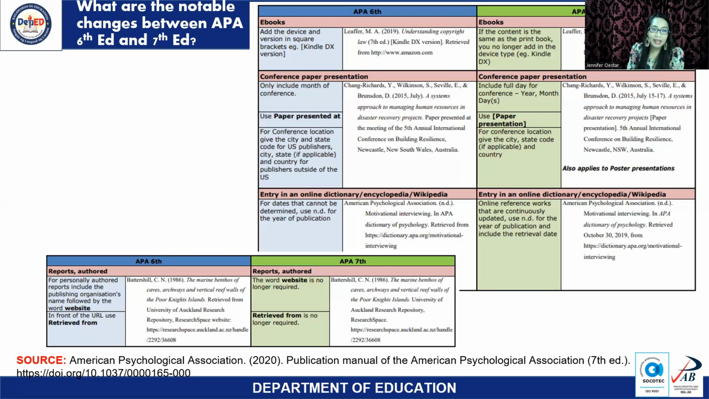That's the reason. And for reports, for personally authored reports, include the publishing organization's name followed by the word website. In front of the URL, use retrieved from. But in the 7th edition, the word website is no longer required. Retrieved from is no longer required as well. The example is already posted on our screen.